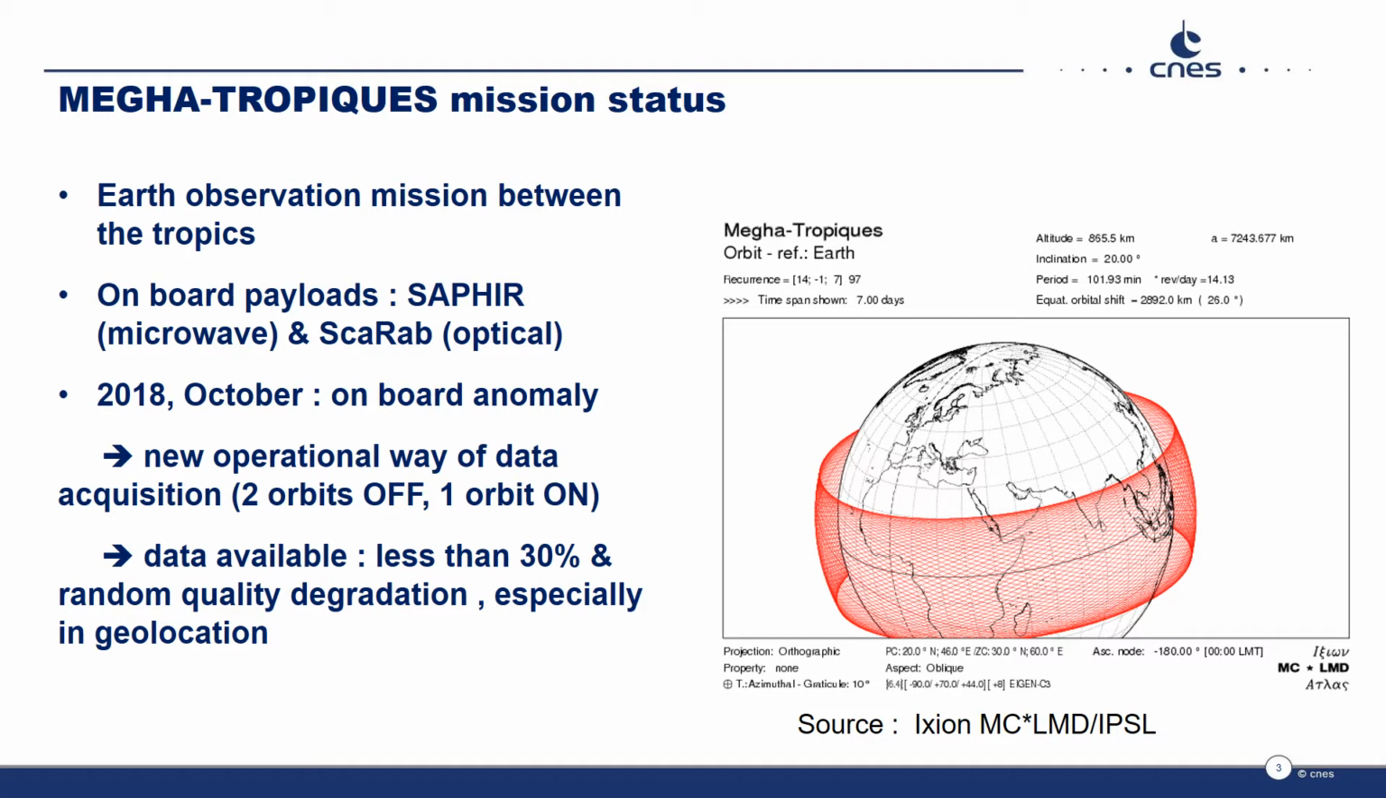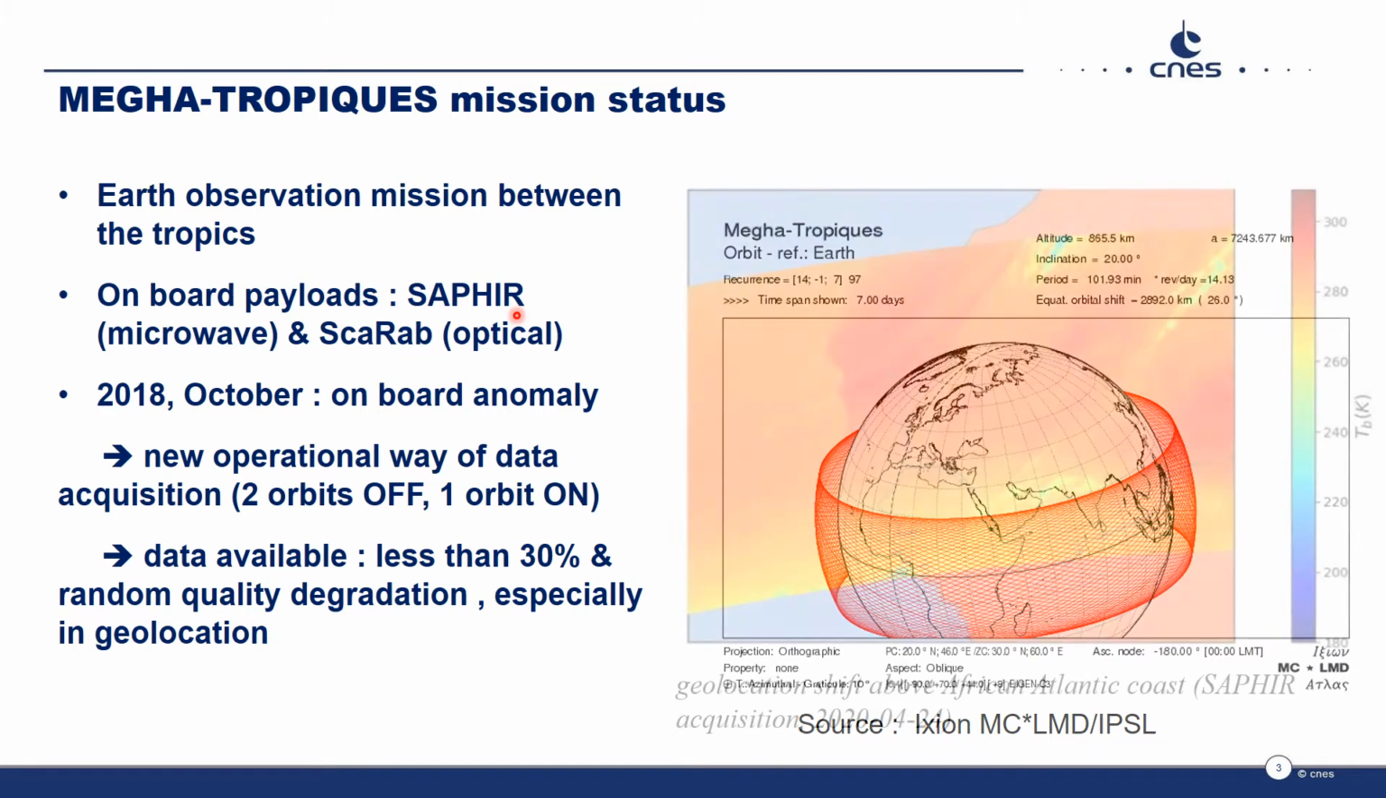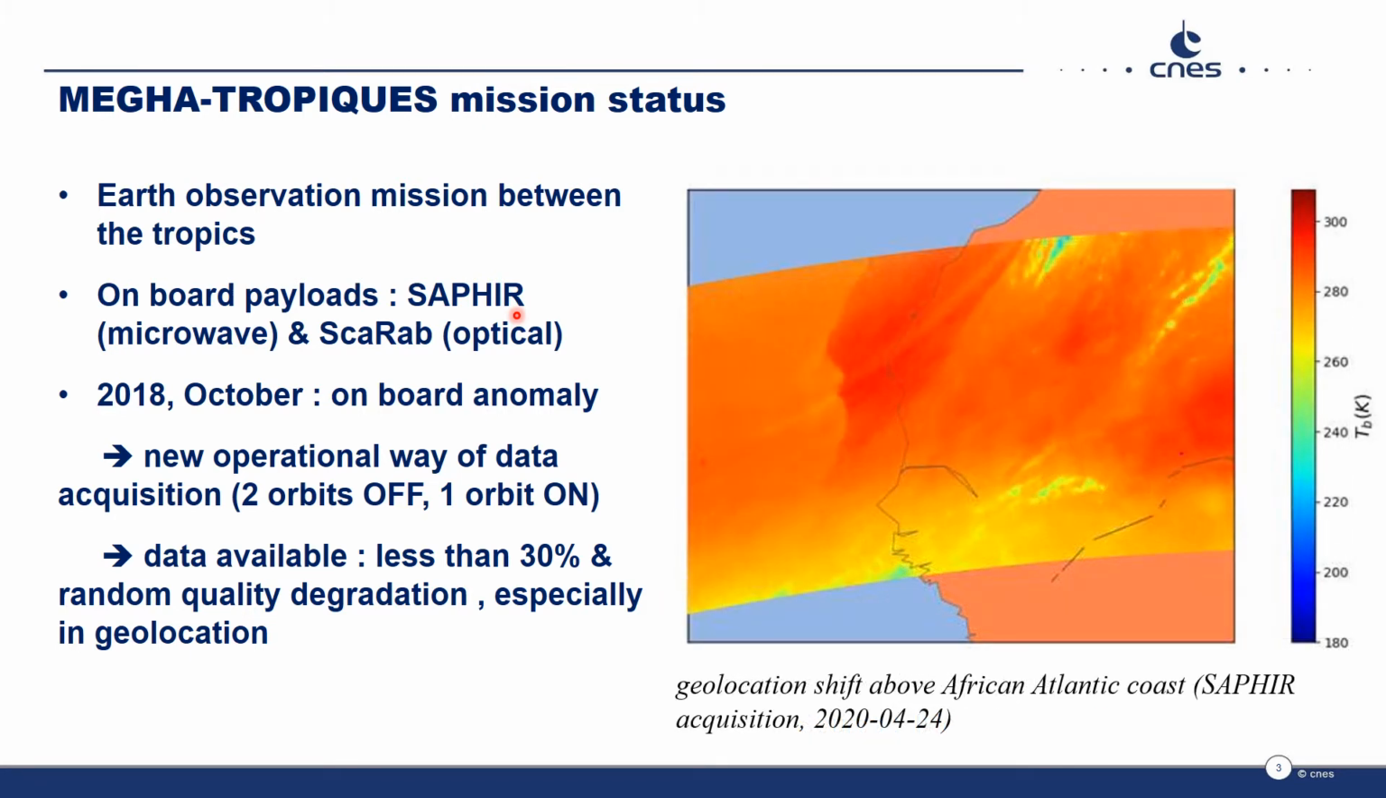MeghaTropiques is a spatial joint collaboration between India, the ISRO, and France, the CNES. The satellite, launched in October 2011, is the space component of a scientific mission whose main goal is to study climate and atmosphere. It has a very specific and original circular orbit between the tropics to study water cycle and energetic exchanges in the intertropical convergence zone, thanks to its two payloads, SAPHIR, a microwave sounder, and SCARAB, an optical radiometer. But at the end of 2018, after 7 years in orbit, a major anomaly occurred on board.